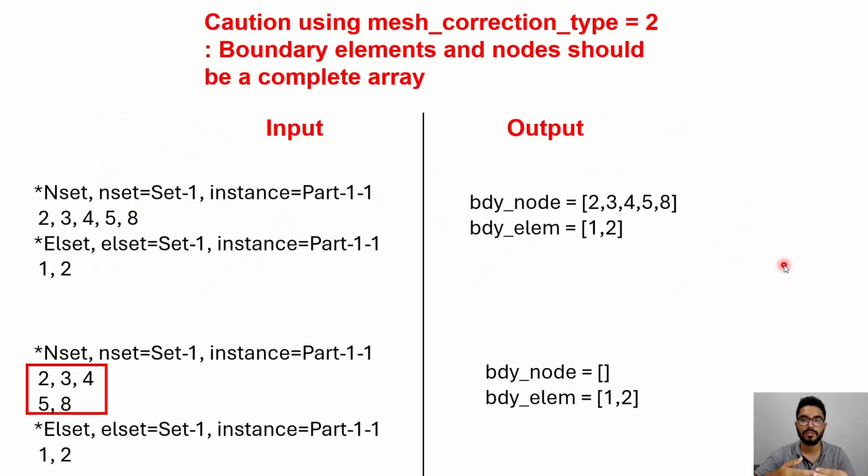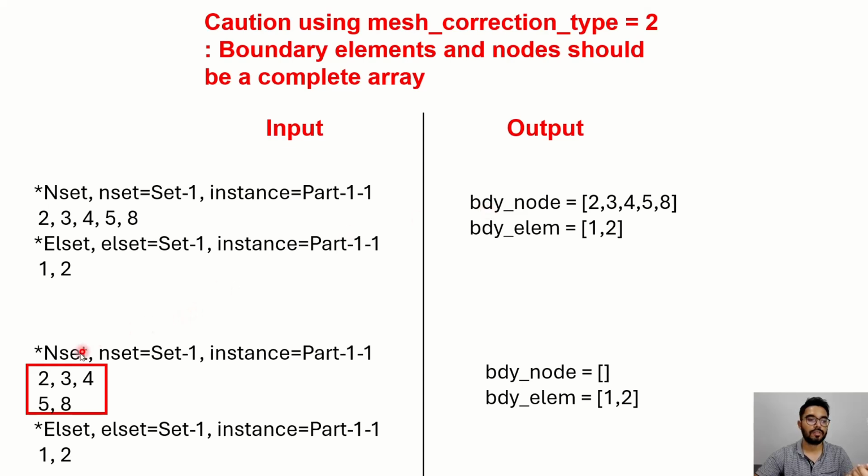There is one caution while using mesh correction type 2, because boundary elements and nodes should form a complete array. It can happen that the number of nodes at the boundary or the number of elements at the boundary are not suitably arranged in the form of an array. It may have some missing numbers. For example, the N set represents the nodes at the boundary and the EL set represents the elements at the boundary. If the nodes at the boundary are 2, 3, 4, 5, 8 and the elements at the boundary are 1, 2, the corresponding output will be like this.